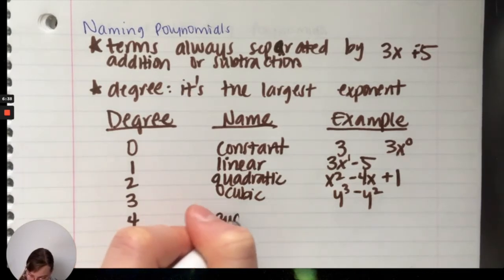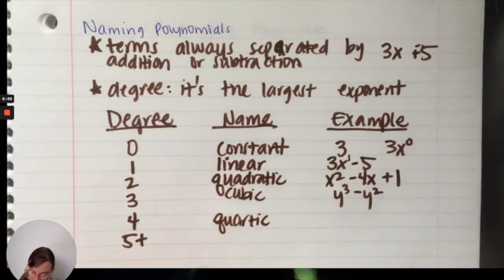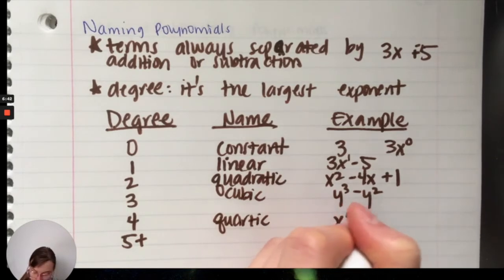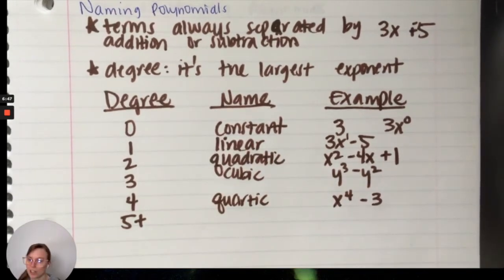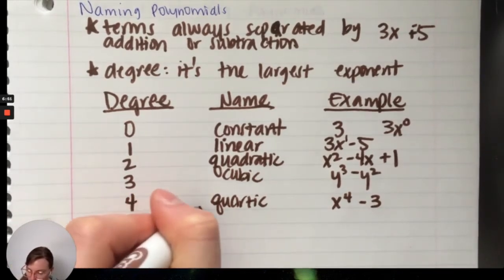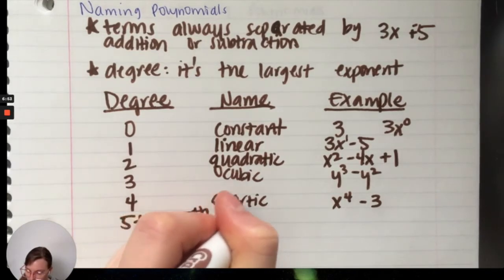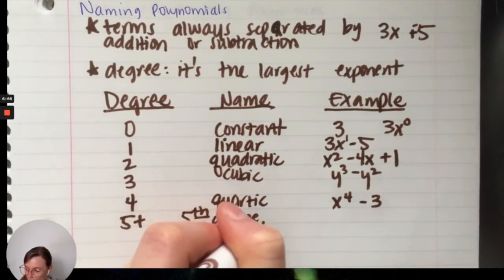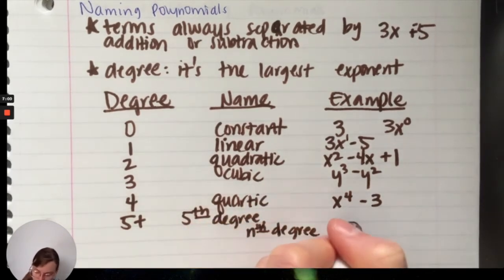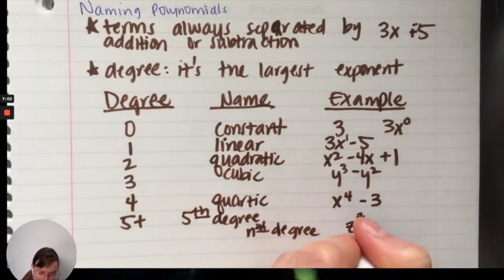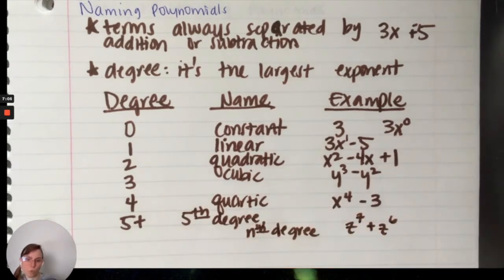I know I kind of skipped some lines. Quartic would be if your highest degree is 4. And then after that, there's quintic. Yeah, there's fancy names, but we're not going to go into them all. So after this part, just say 5th degree or whatever nth degree you are in. So in this case, it would be a 7th degree if you want to put it that way. So anything 5 and above, just say the number and say that degree.